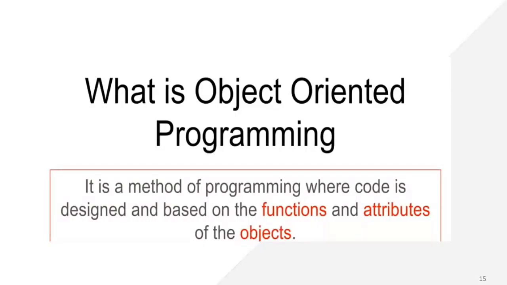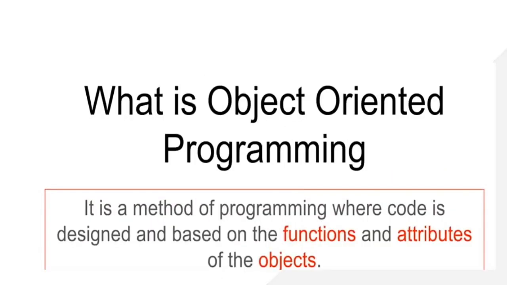So, what is object-oriented programming? It is a programming language where code is designed in a way, इस तरह से कोड को डिजाइन किया जाता है where we have functions and attributes. किसके? Objects के.